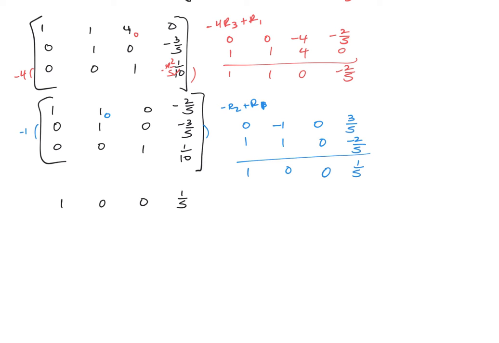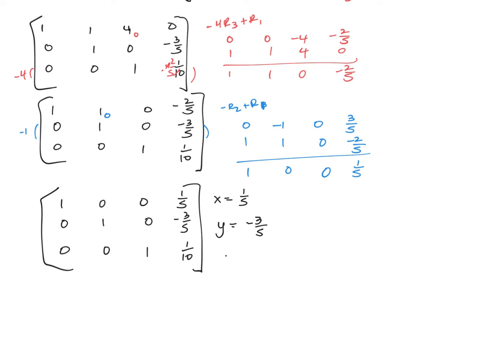But isn't the middle one gonna end up being -1? Yeah, but only temporarily. I'm only changing it, right? So now x is 1/5, y is -3/5, z is 1/10. Same answer as the first method.